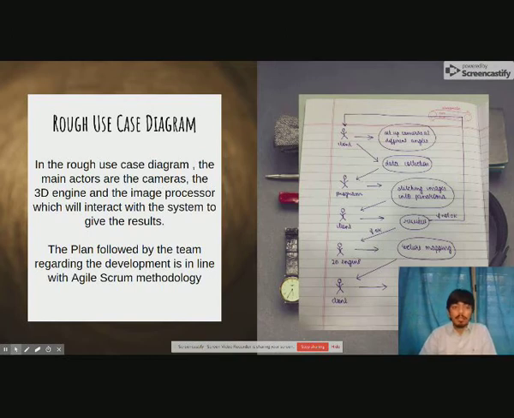Here is a rough use case diagram. As you can see, the actors being client, program, and 3D engine mainly. Also, the plan followed by the team was in line with the Agile Scrum methodology.